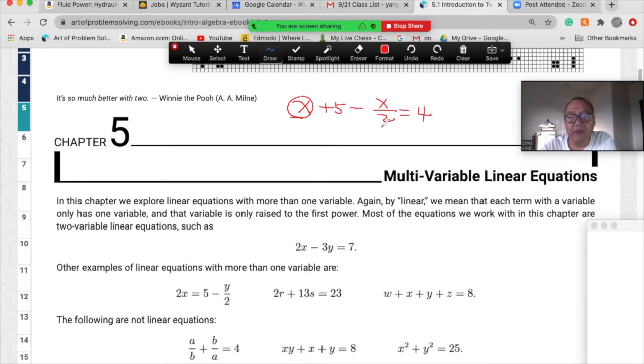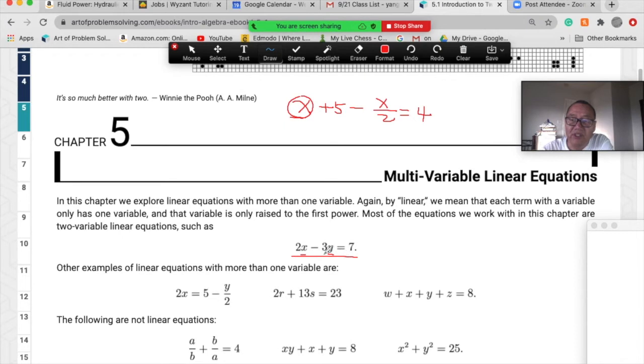Now, starting from this chapter, we will learn linear equations that have more than one variable. Usually it's two variables. You can see this example: 2x minus 3y equals 7. Here we have two variables, x and y. If you try to solve this equation, you have two unknowns, but you only have one equation.